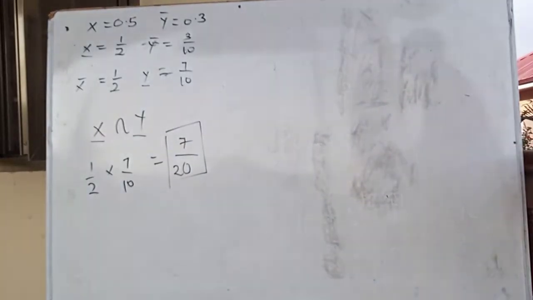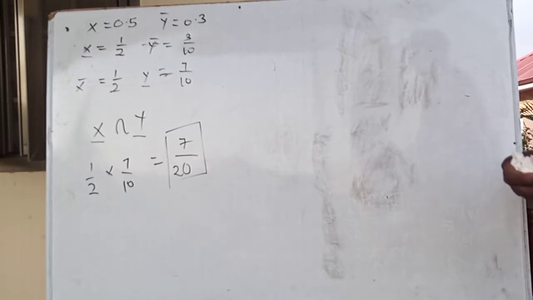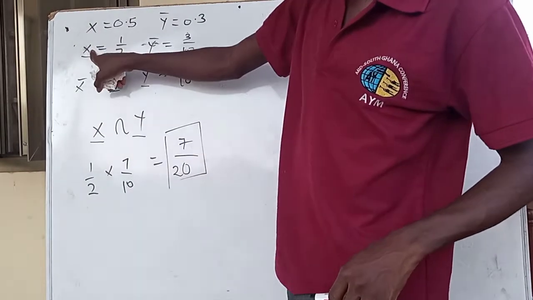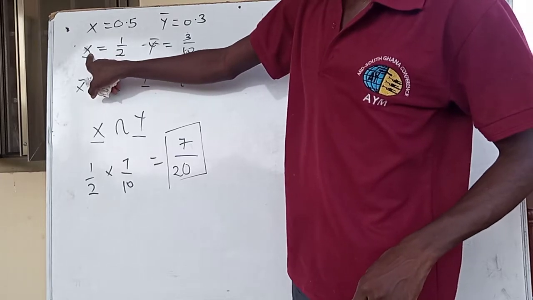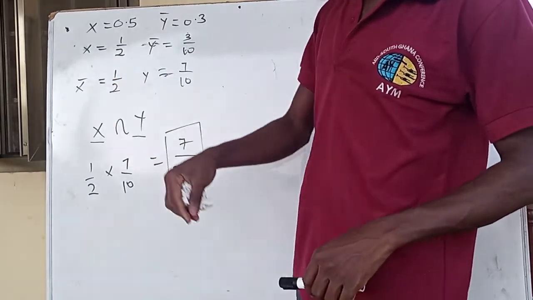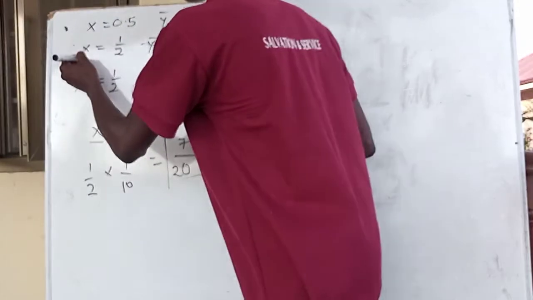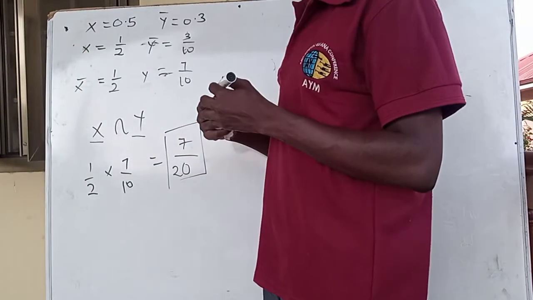Is it difficult? Why have you brought this thing? Why did I bring what? The X. This one? No, the first. Yes, that dash there. Why have you brought it? No, I'm just using it. Just to show you that this is what happened.